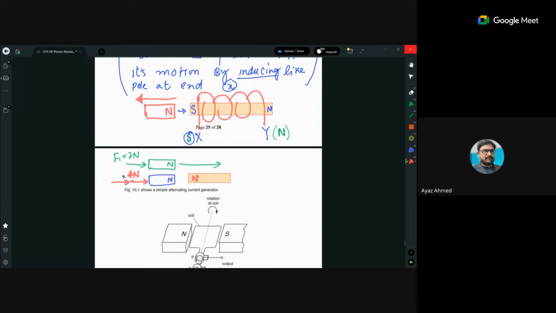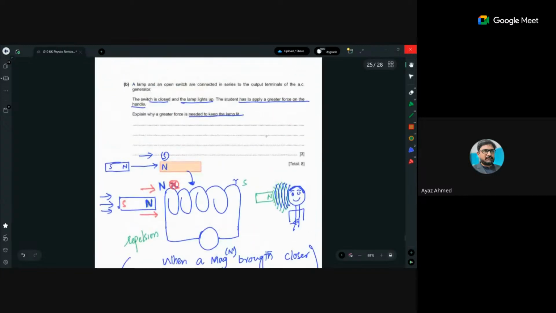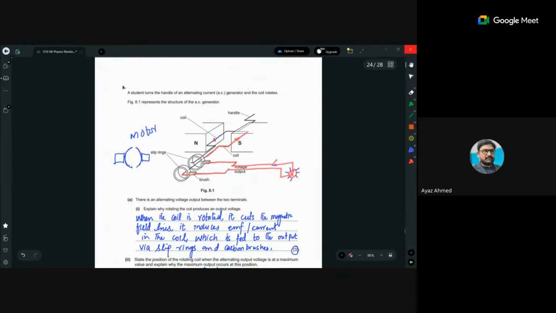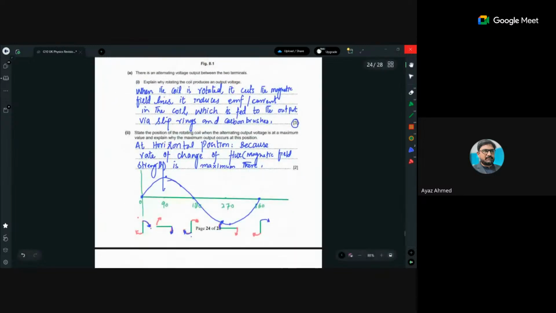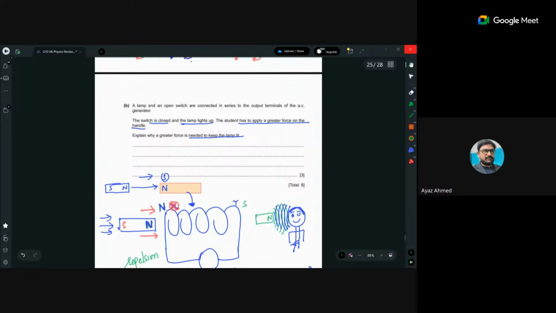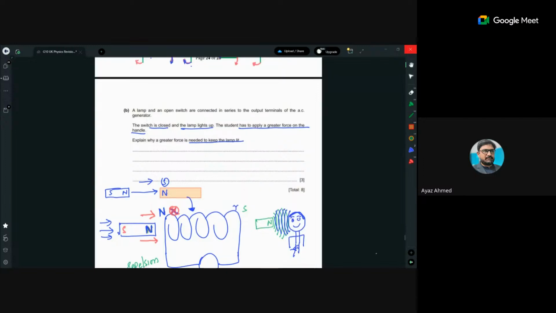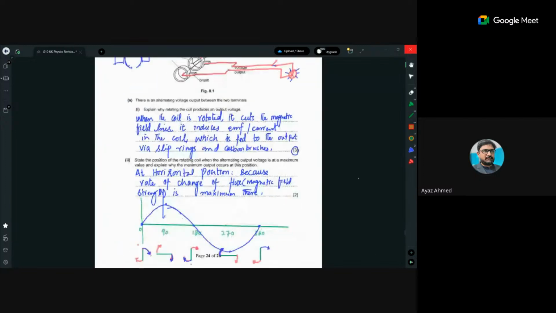Okay, so in the same way, when you are going to rotate a coil in a magnetic field, this coil has an induced EMF, and that induced EMF opposes the motion of the coil. And due to that, we have to apply more force to rotate it.